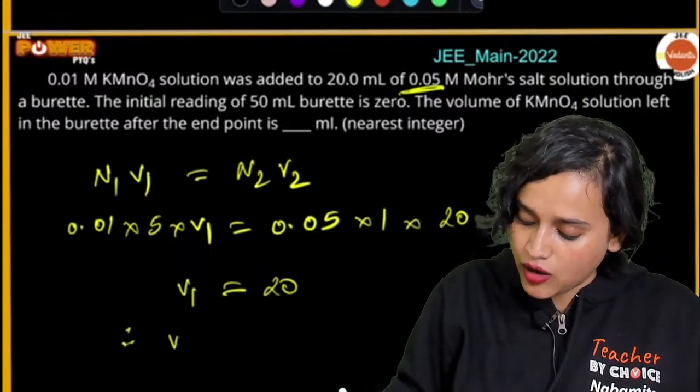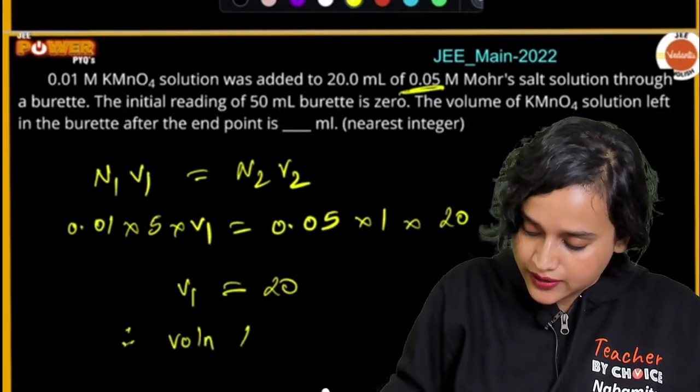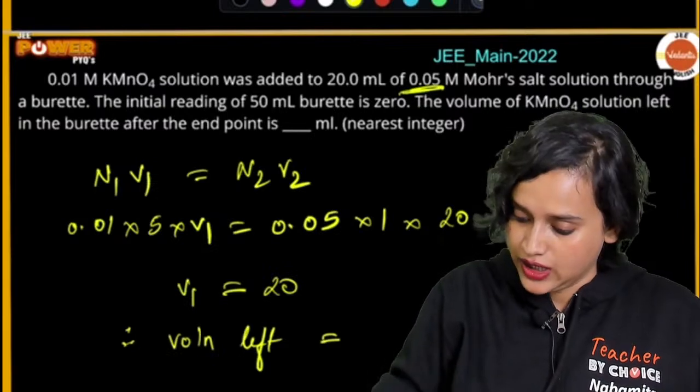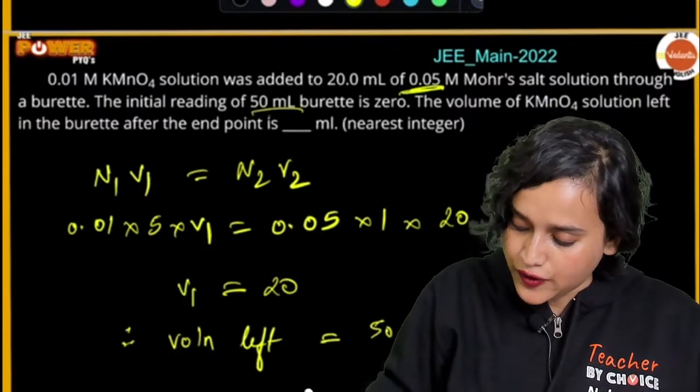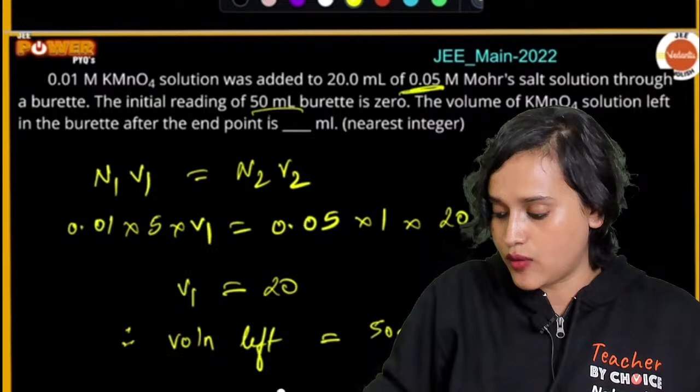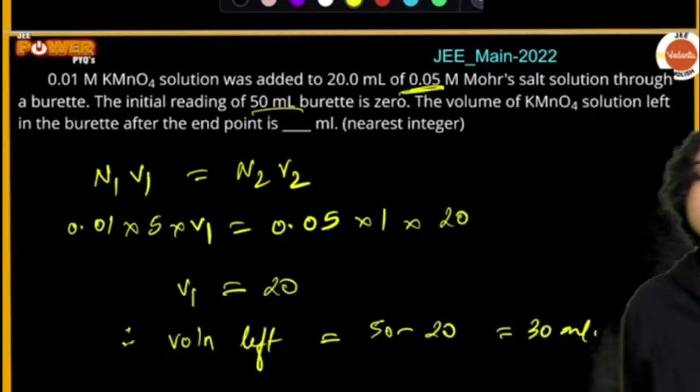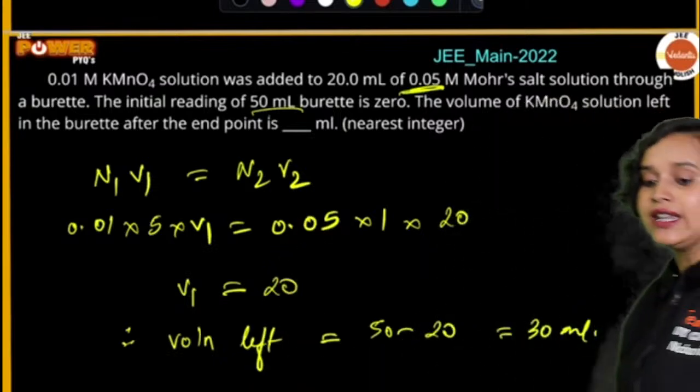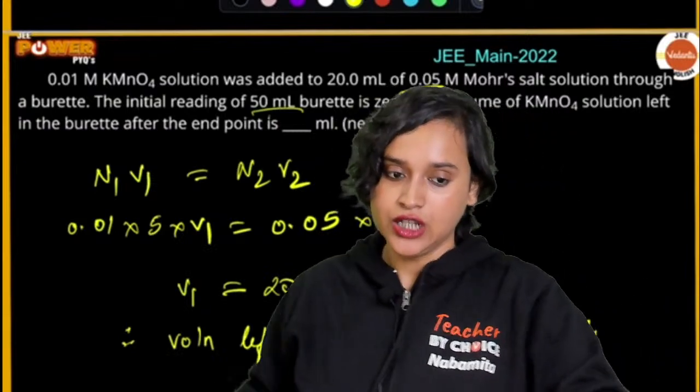So that means now the volume left. How much volume is left? You have taken 50 ml. So 50 minus 20 is equal to 30 ml. That is what is left for you.